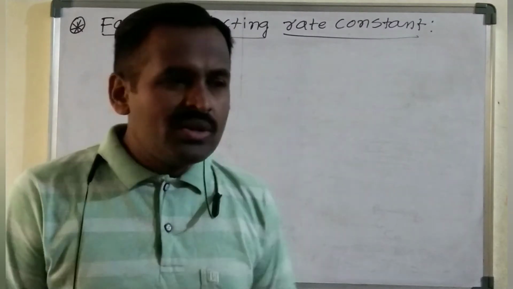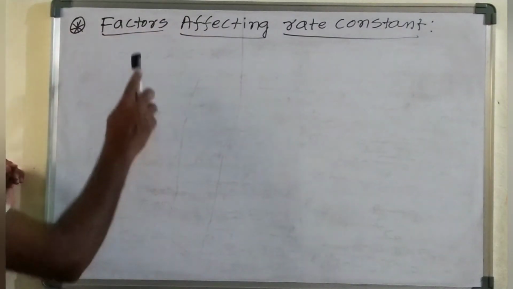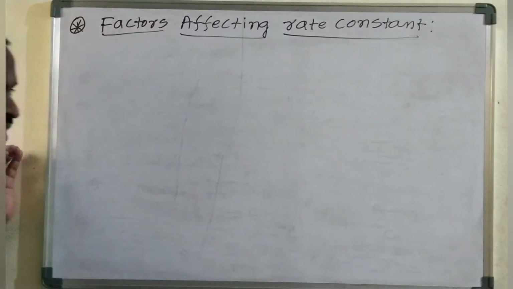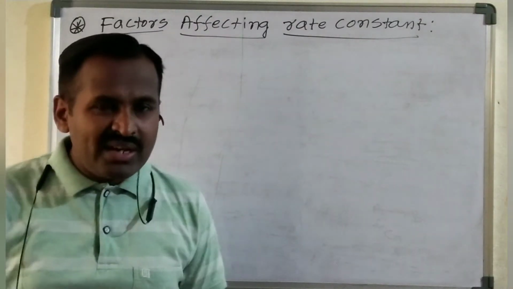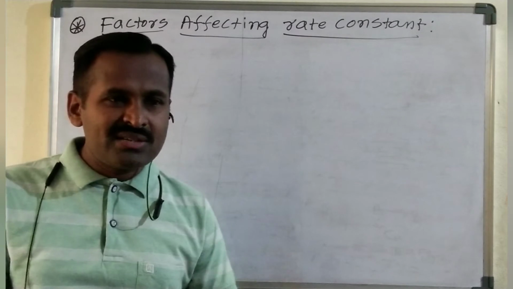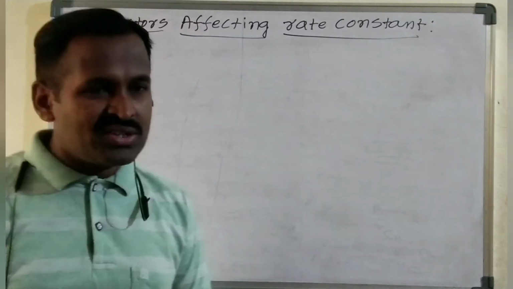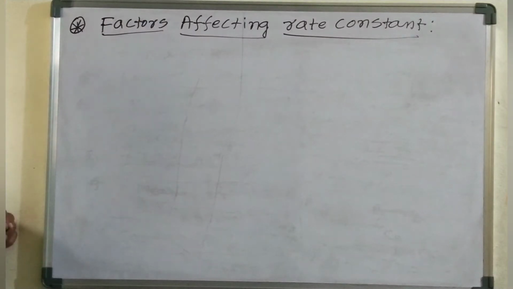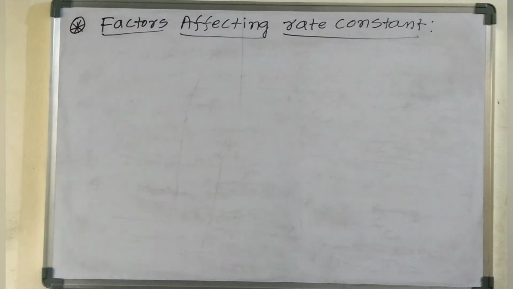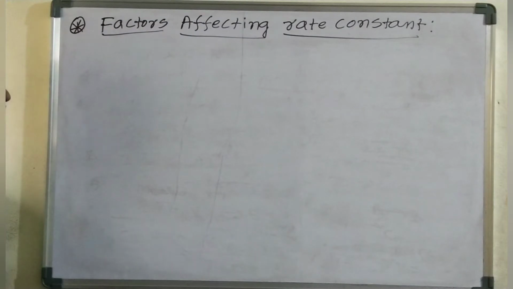In this video, I am going to discuss the factors affecting the rate constant. What is the rate constant? The rate constant is a measurement of the rate of the reaction, or simply a proportionality constant in the rate law or the rate expression. What is the rate law or the rate expression? It is simply a relation between the concentrations of reactants.